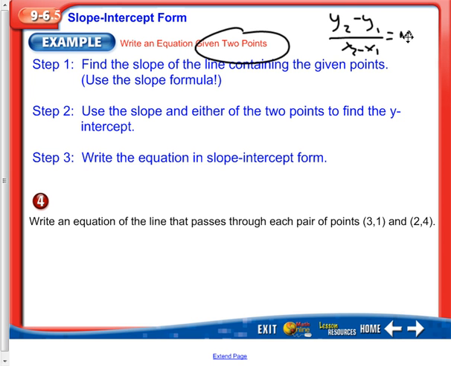And then once we have the slope, we can use one of the 2 points and the slope, and we can plug it into the point slope formula. And then we can solve for y. So there is an extra step here.